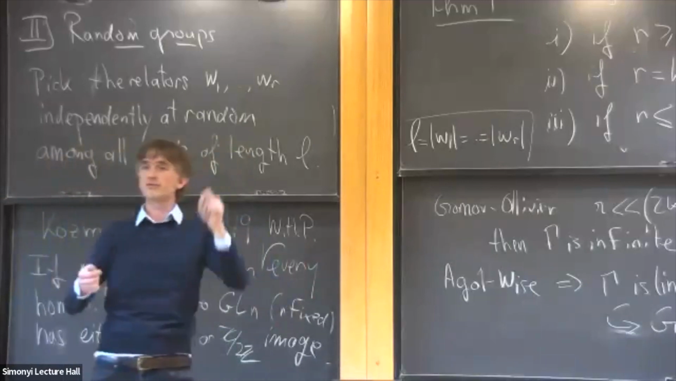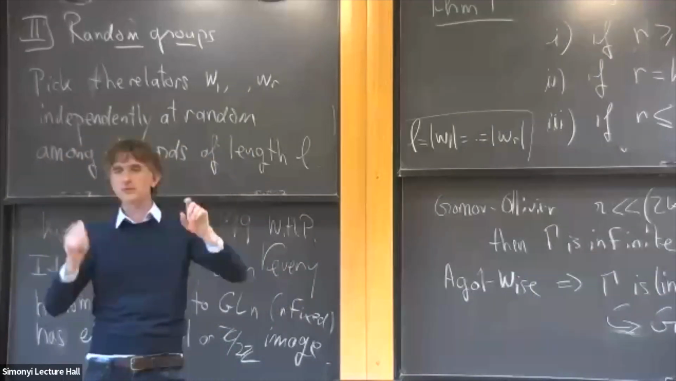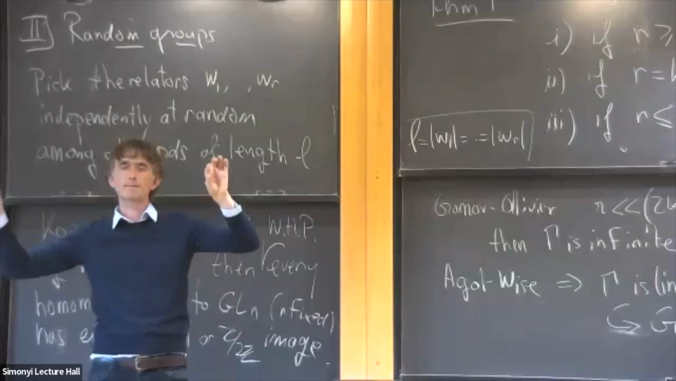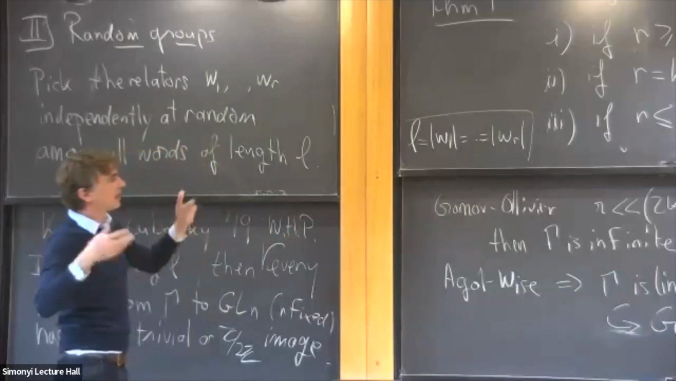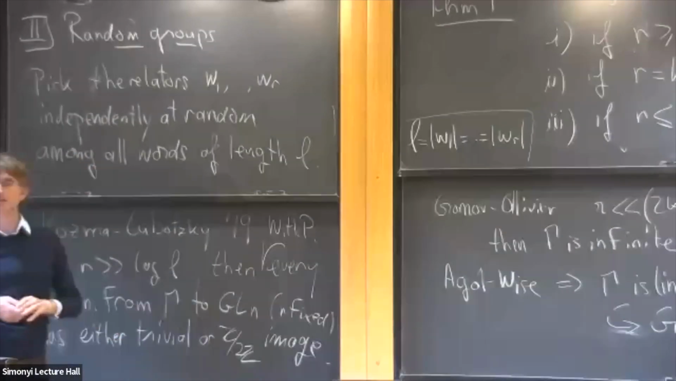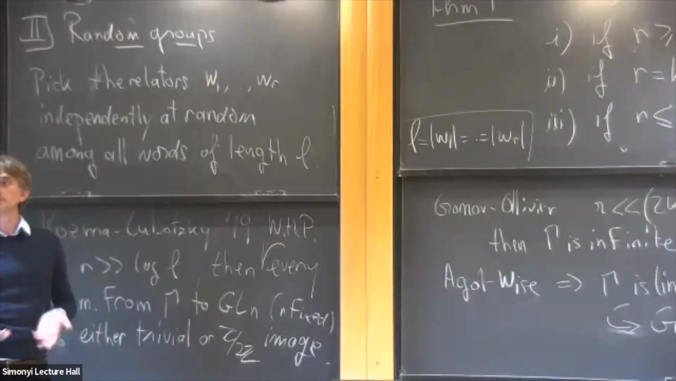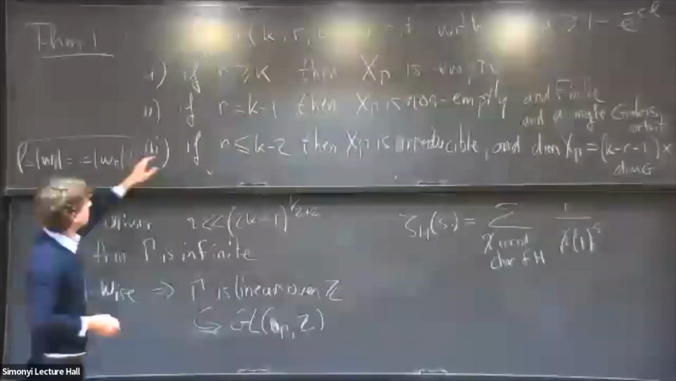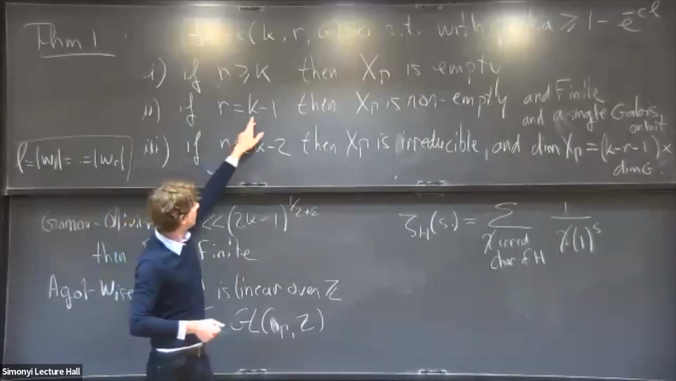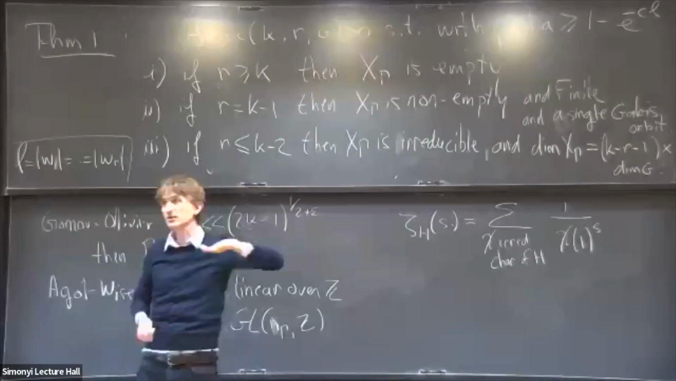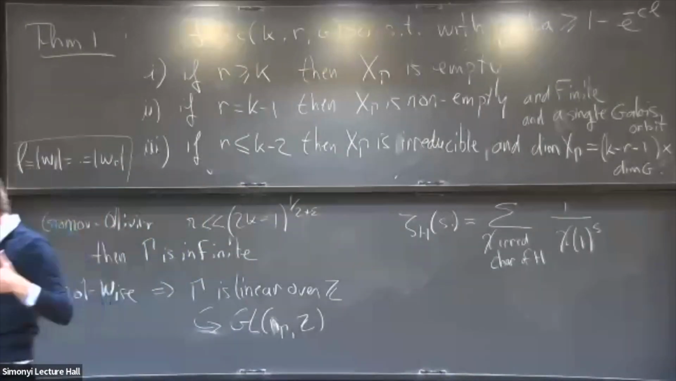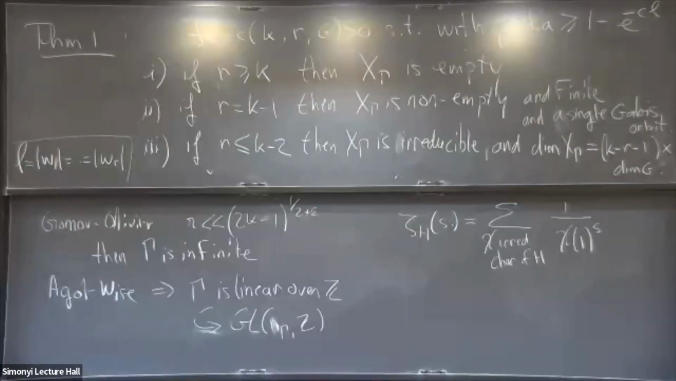So you can think of, to start with, K equals 2 and you have just one relator. You pick a word at random of length L, and you wonder what character variety you get, let's say in SL2C. When R equals 1 and K equals 2, we're in the middle case here, and that's the most interesting case because we show that in this case the character variety is non-empty.